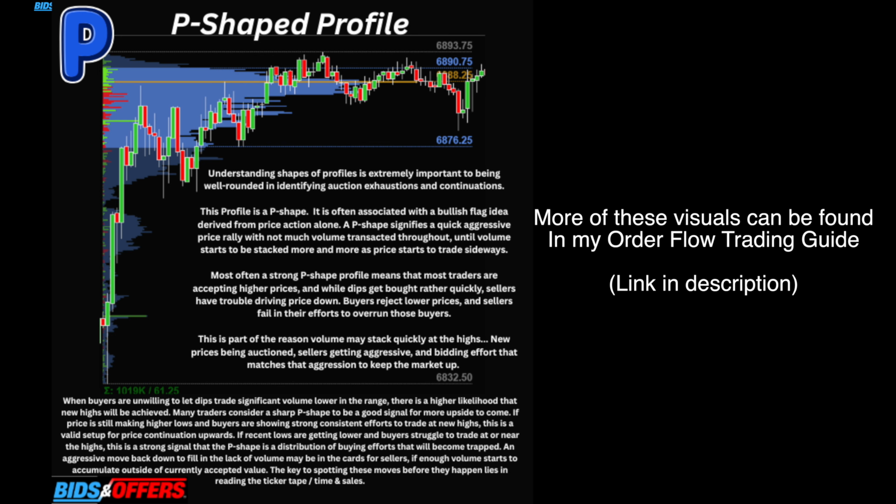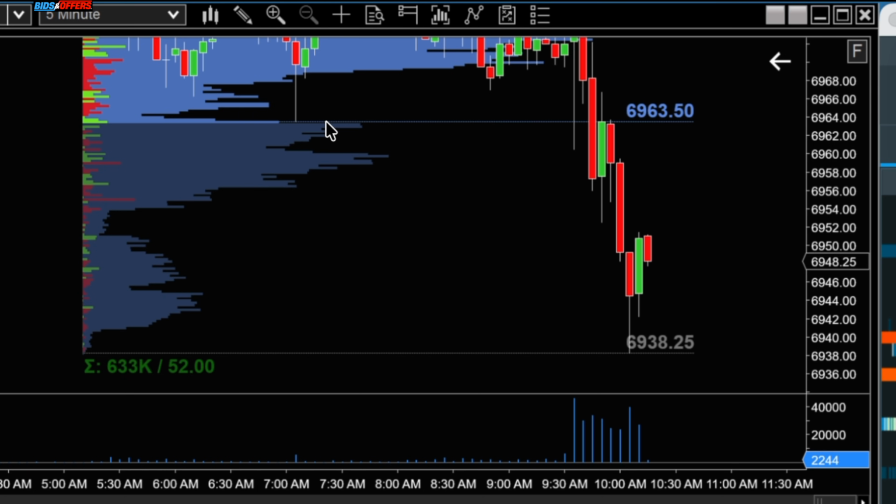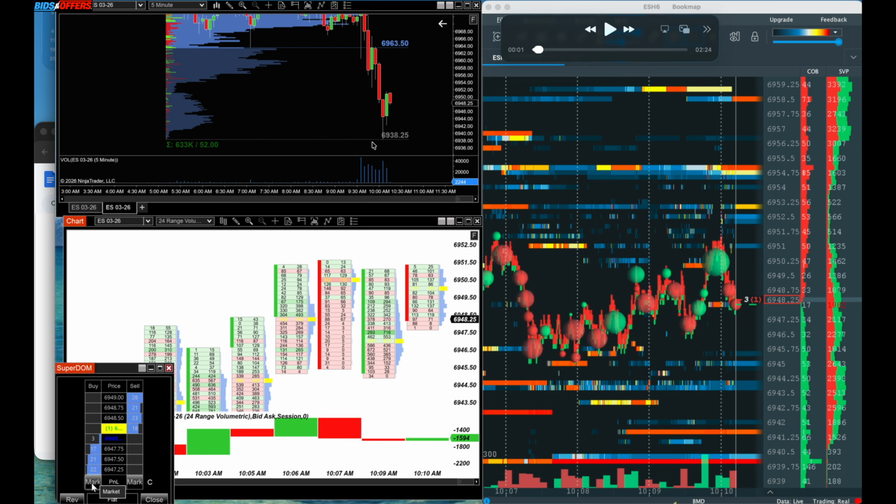Most of the volume is distributed at the top end of the profile, making the profile look like the big letter P. As the market sells off beneath this value area low and beneath this pre-market low, we have this high volume node start to form here, but the market does not accept inside of that area and instead continues to sell off. We come all the way down to these 69.38s where there's a bit of a higher time frame demand zone here.